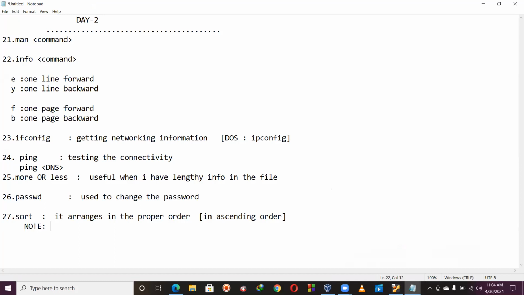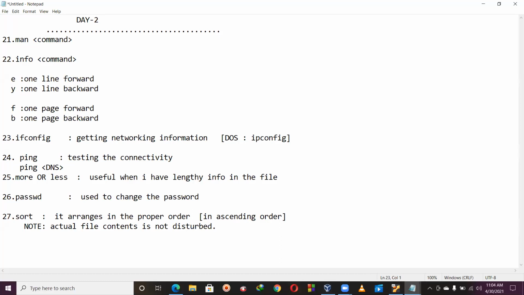Note: the actual file contents are not disturbed. Very simple. Okay. Sort is, but see here, what happens?